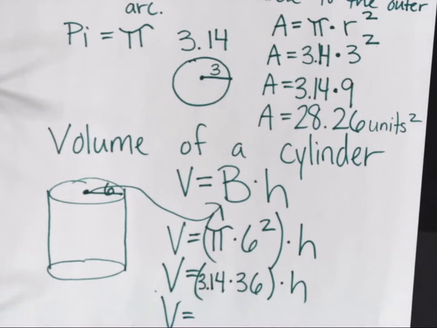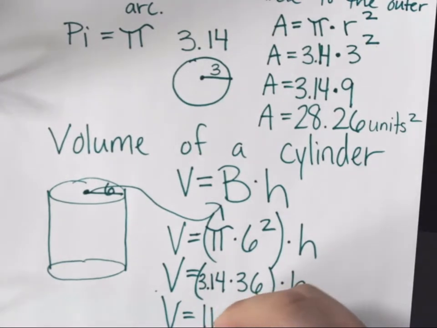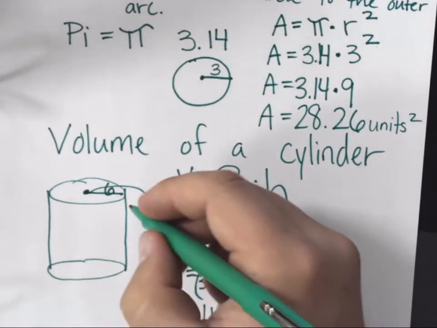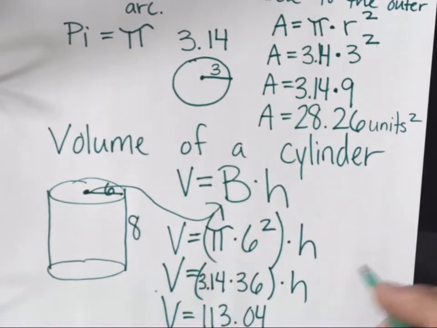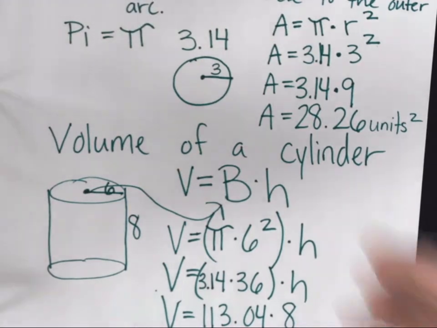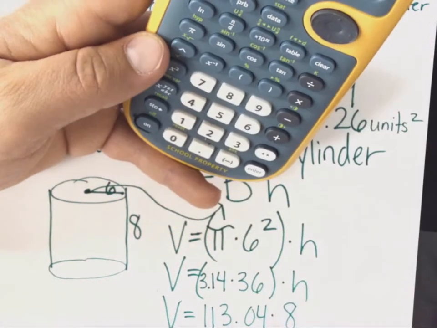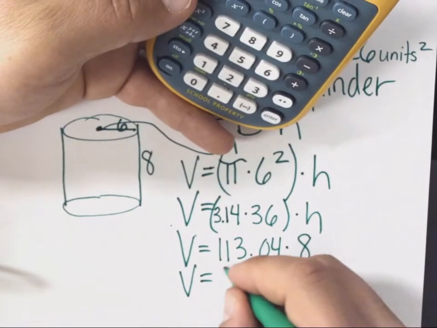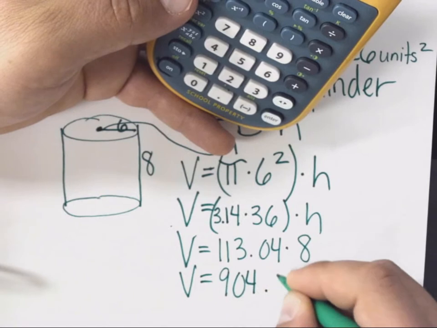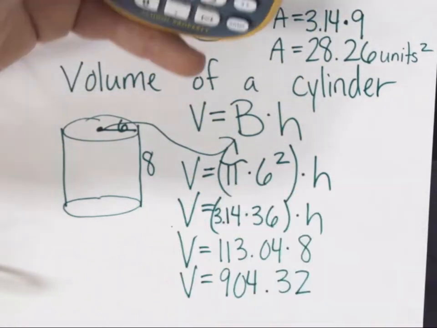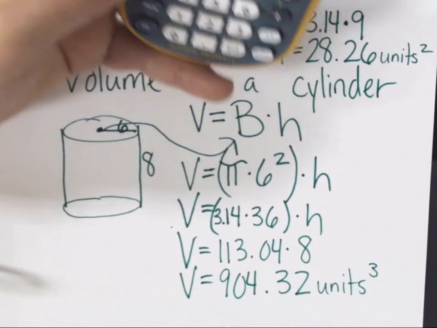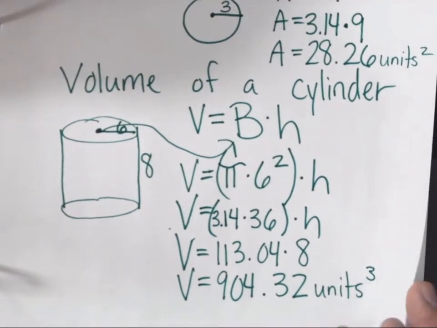3.14 times 36 gives us 113.04. Okay, and let's say the height of this cylinder is 8. So we're going to multiply that by 8, and the volume of my cylinder is 904.32, and this is three-dimensional, so it's going to be units cubed.